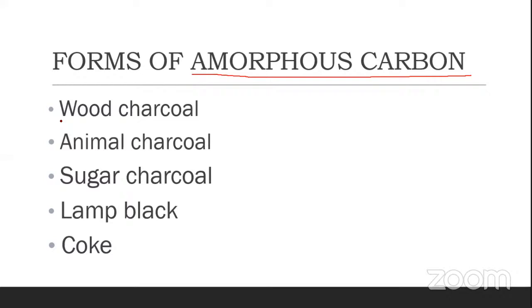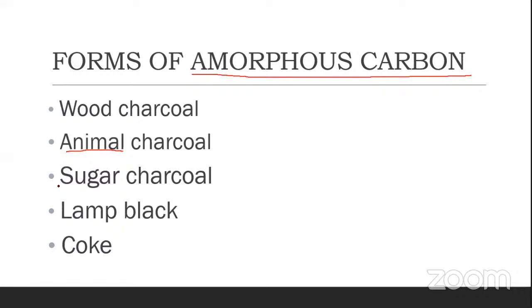They get wood, then they burn it in limited supply of oxygen to make sure that we have the charcoal. Then we have animal charcoal as our second. Animal charcoal is got from animal bones. So they burn the bones also under a limited supply of oxygen to give us the animal charcoal. Then we have also sugar charcoal.